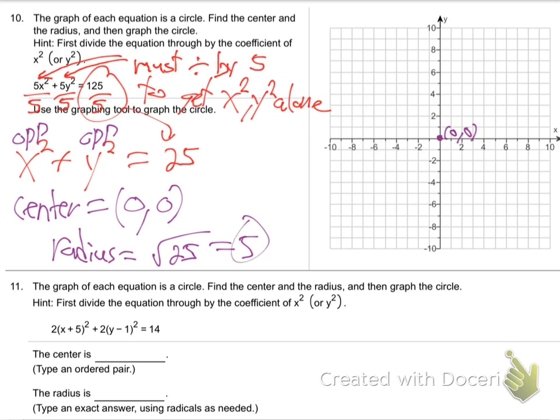That means it's 5 in any direction. 1, 2, 3, 4, 5, up 5. 1, 2, 3, 4, 5, down 5. 1, 2, 3, 4, 5, right 5. And 1, 2, 3, 4, 5, left 5. So we make a circle, centered at 0, 0, radius 5 on that.